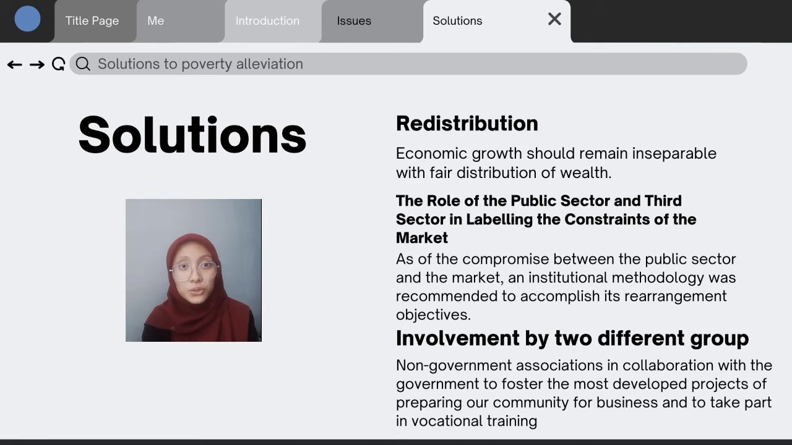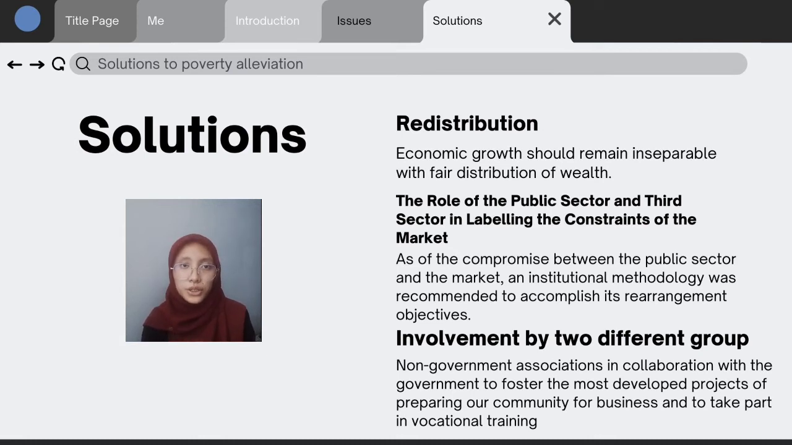So let's move on to the solution. The first one is distribution. Economic growth should remain inseparable from fair distribution of wealth. Second, the role of the public sector and the third sector in leveling the constraints of the market. As a compromise between the public sector and the market, an institutional methodology was recommended to accomplish its objective. Number three, involvement by two different groups.